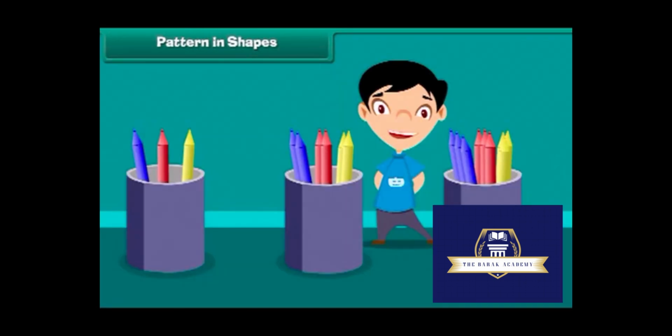Let us look at a different type of pattern. If you notice, the numbers of crayons are not exactly repeating. Each color of crayon is increasing. This type of pattern is called a growing pattern.